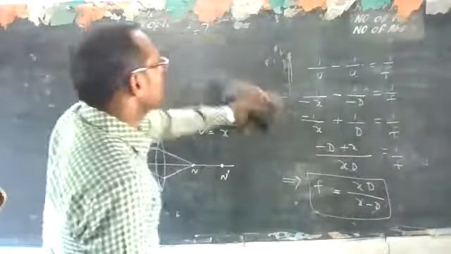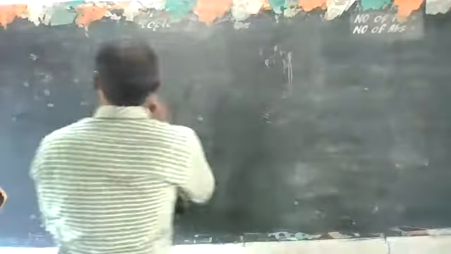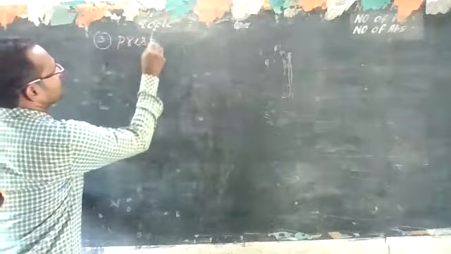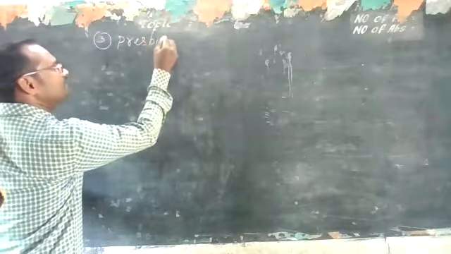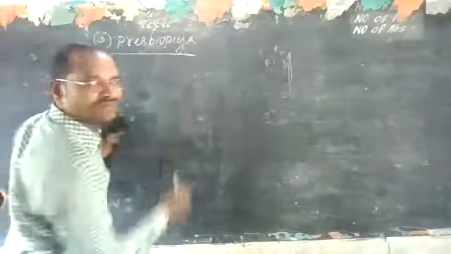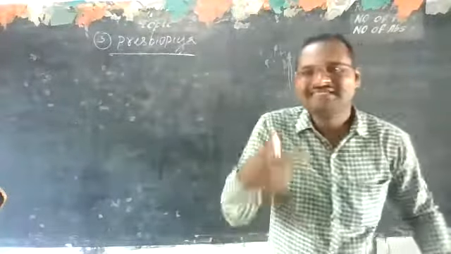Now, we discussed two types of defects. Now, the third type of defect is presbyopia. Okay. So, what is this defect? This defect is due to aging of a person.